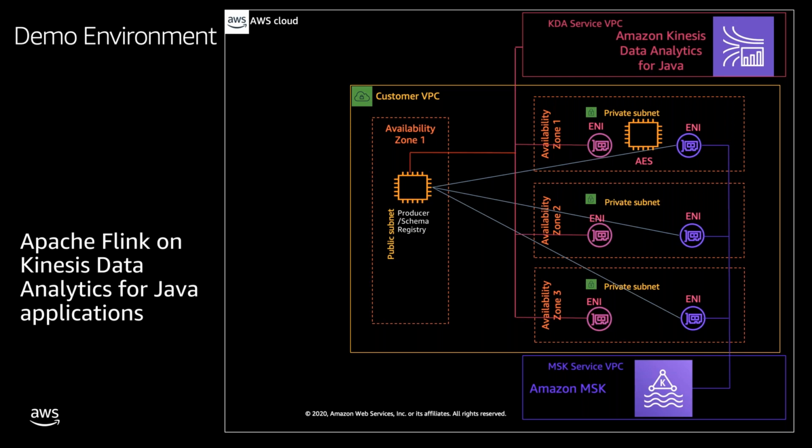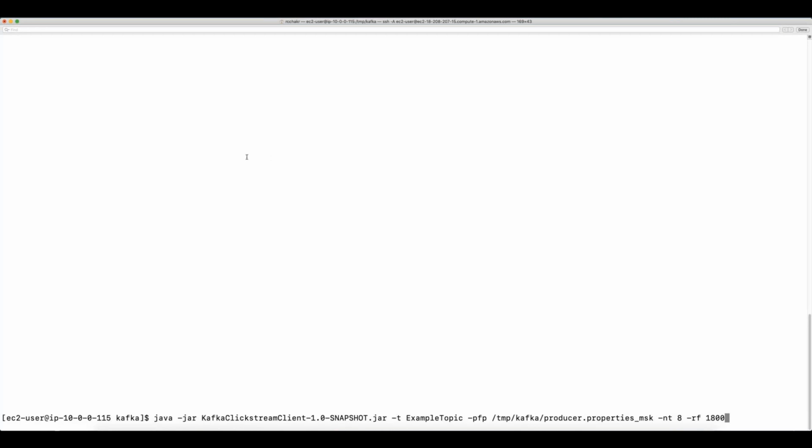So in this case, the producer sends these events to a topic, which we call example topic, in the MSK cluster. So let's go ahead and switch over to the demo. And the first thing I'll do there is go ahead and run the producer. So here I have the command that's going to run a jar file, which is my Kafka producer.